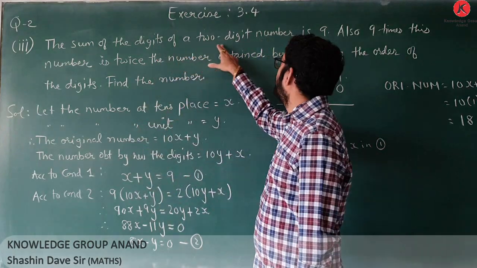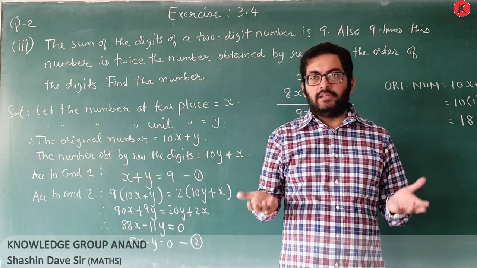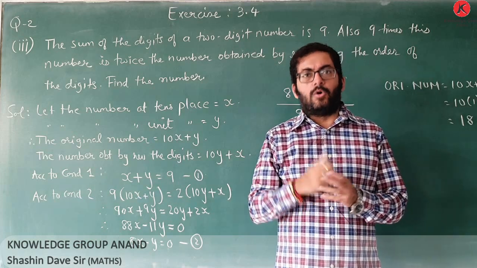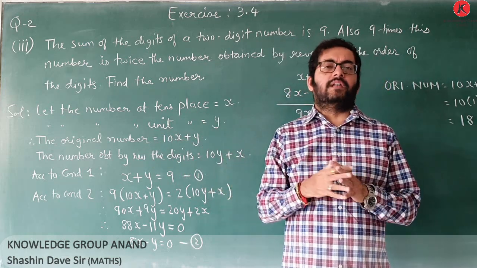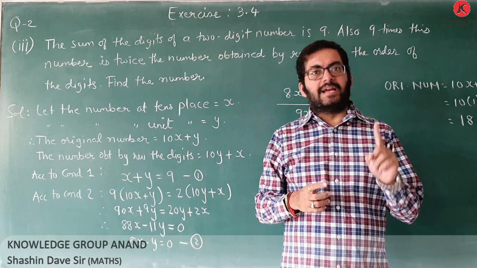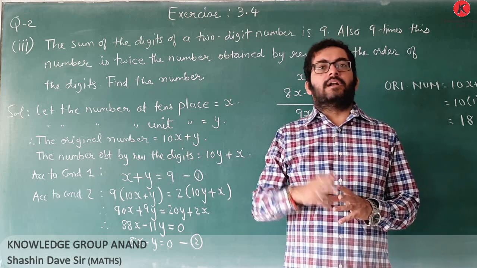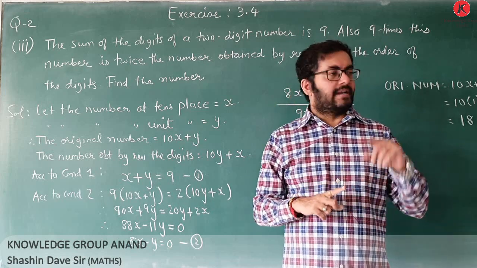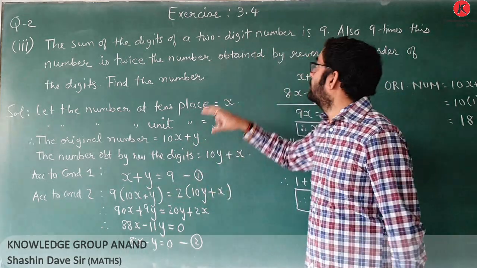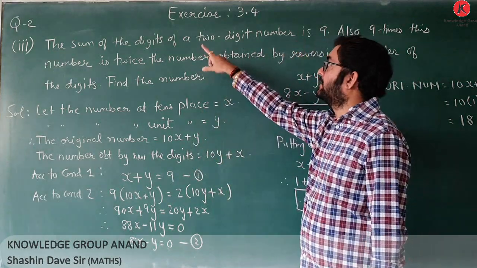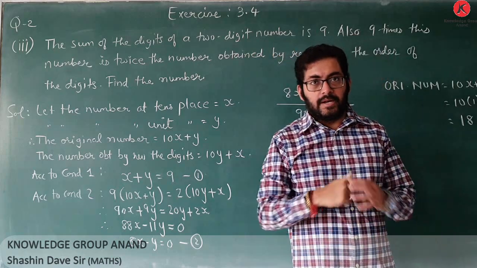The sum of the digits of a two-digit number is 9. Two-digit number like 63, 54, 26, all these are two-digit numbers. Now, whenever you are having two-digit numbers, you have studied in earlier standard that one digit is at tens place and the second digit is at unit place. So, in short, there are two digits over here. One digit will be at tens place, another digit will be at unit place. Now, the sum of those two digits is equal to 9. So, the first condition is that the sum of the digits of a two-digit number is 9. That is my condition number 1.